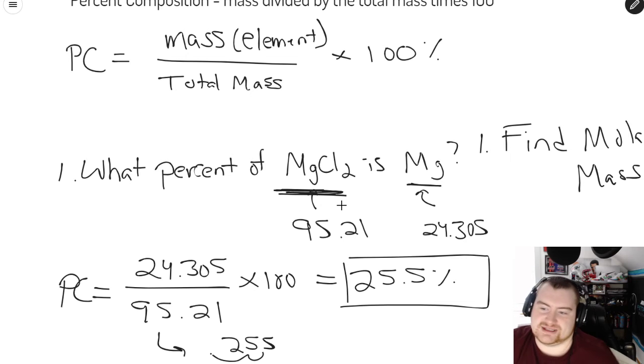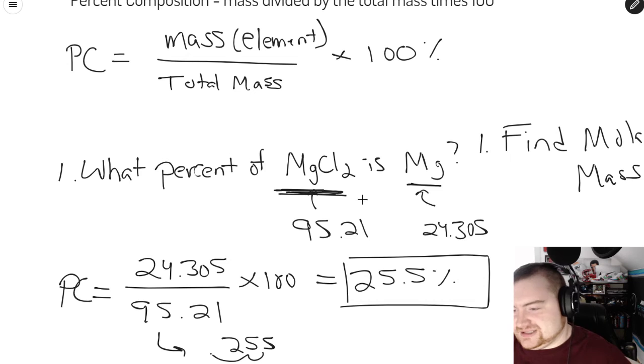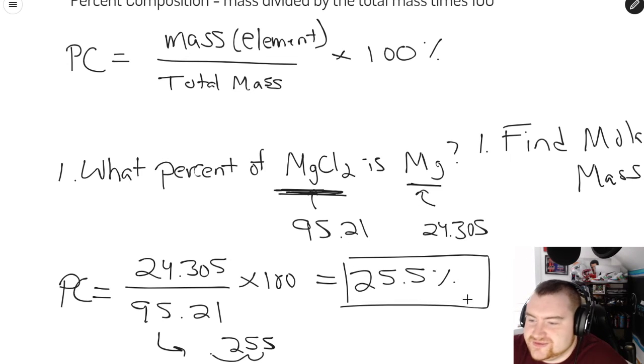If you were to just look at it and say, okay, there's 3 elements, one of those is magnesium, so it's 33% magnesium, that would be incorrect because we're asking for the percent by mass. So you need to find the molar mass of these and follow the equation. So the answer to the first one is 25.5%.